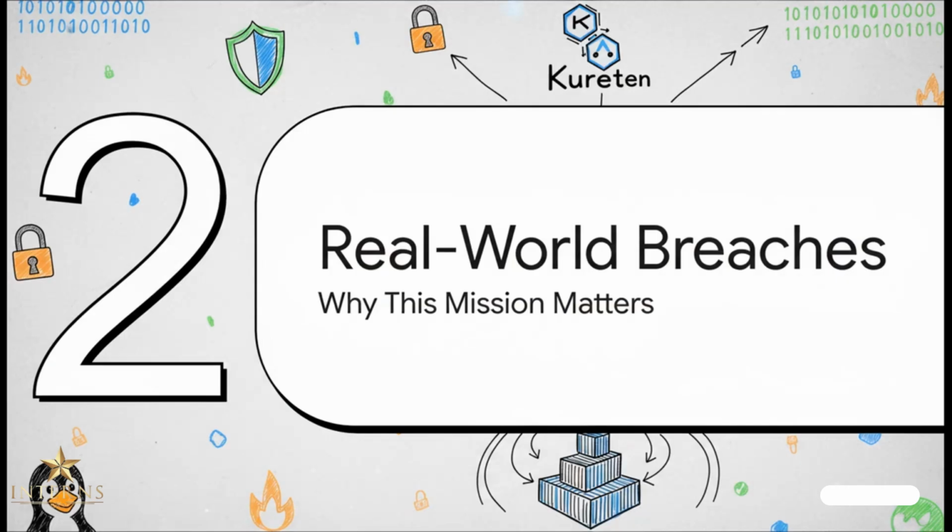So, why this intense focus on layers? Why all the fuss? Because when these layers fail, the consequences are very, very real. Let's take a look at what's really at stake here.